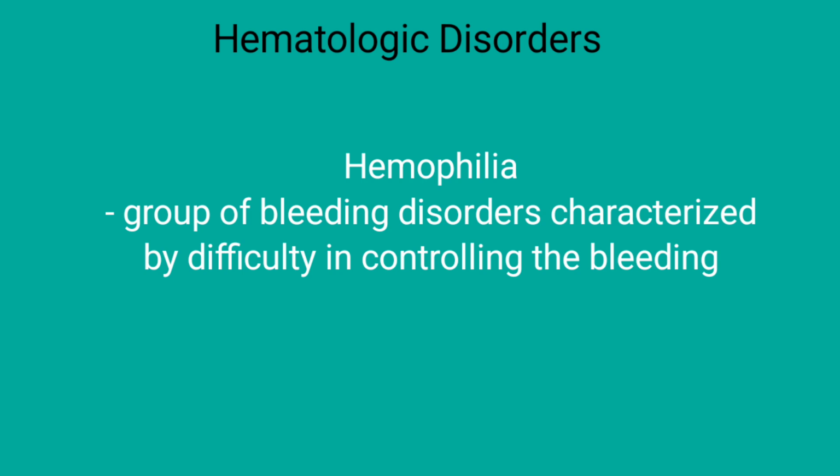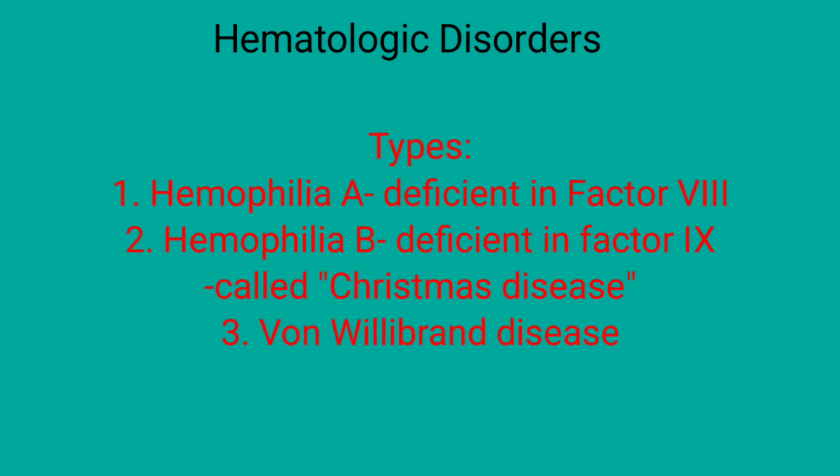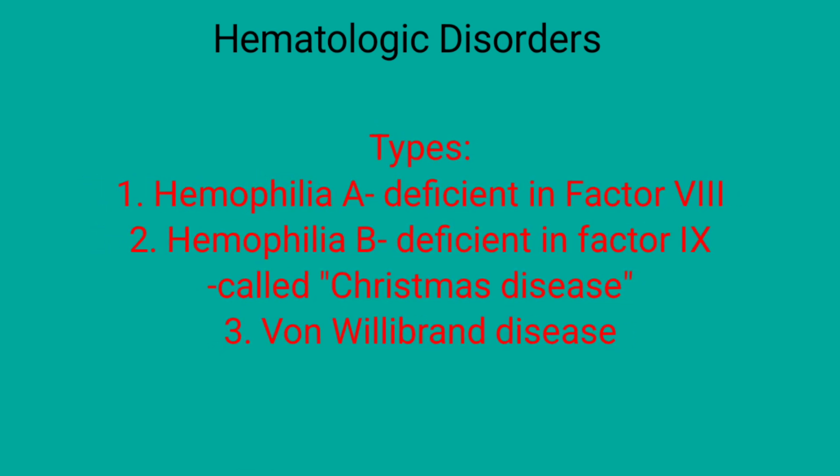The last hematologic disorder would be hemophilia, which is a bleeding disorder where it is difficult to control the bleeding. It can be either hemophilia A, hemophilia B, or von Willebrand disease. So the difference between hemophilia A and hemophilia B: hemophilia B is called Christmas disease. It's a deficiency in factor 9. Meanwhile, hemophilia A is a deficiency in factor 8, and it's also more common because it accounts for 80% of the cases of hemophilia.